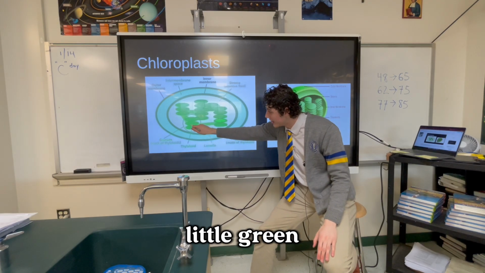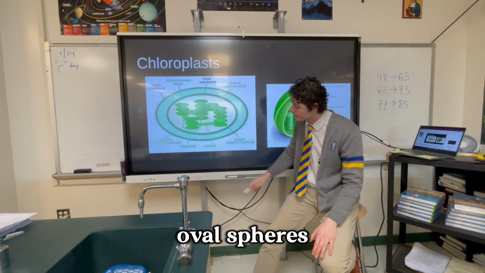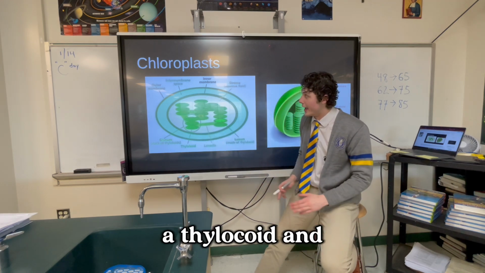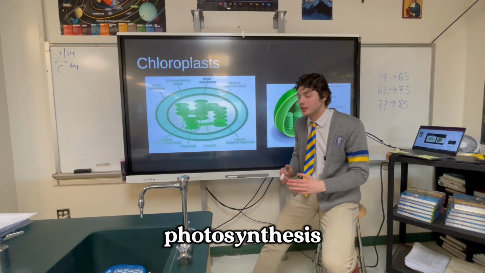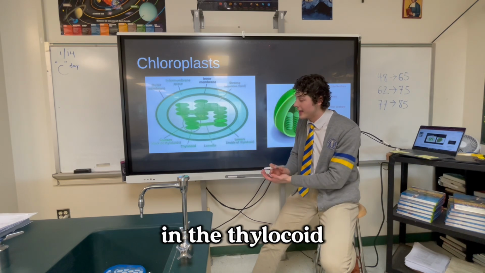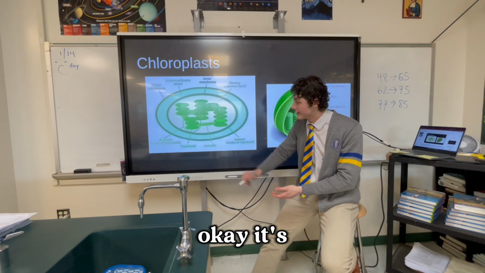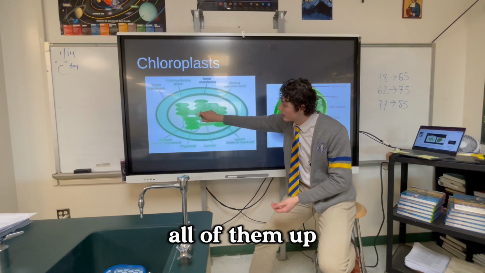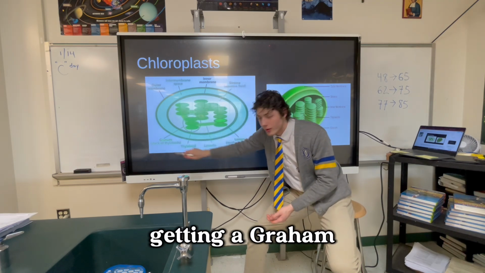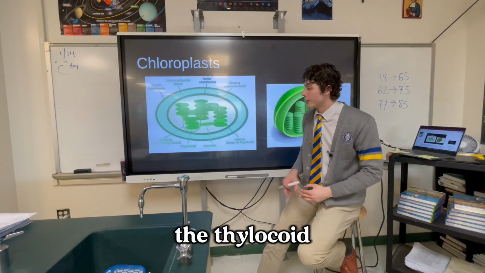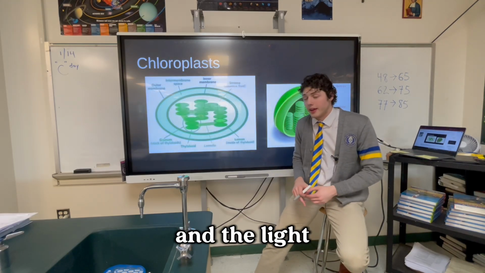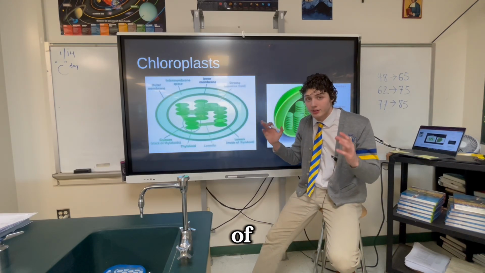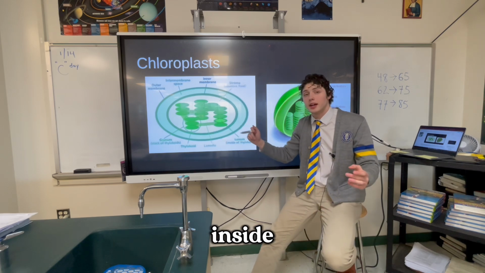One of these little green oval spheres, that is a thylakoid. And what happens is photosynthesis is taking place in the thylakoid. It's taking place in one of these green little discs. And when you stack all of them up, you are getting a granum. So the thylakoid is a membrane. And the light reaction, remember, the light reaction of photosynthesis is taking place inside the thylakoid.